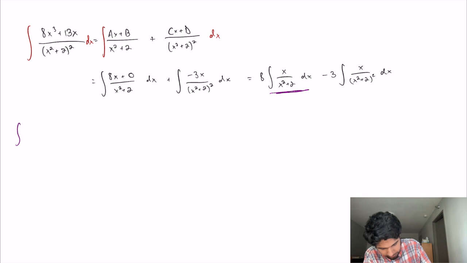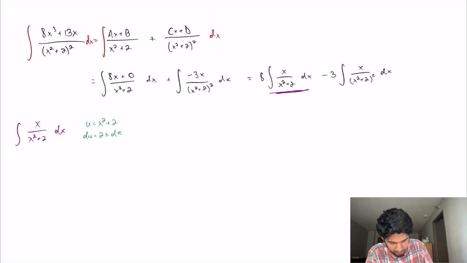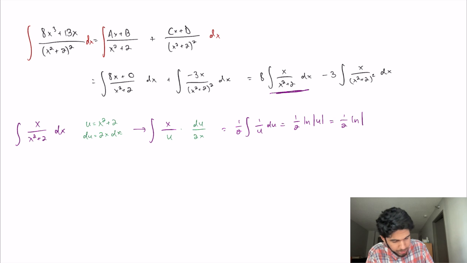So the integral of x over (x squared plus 2) can be solved using u substitution. We'll let u equal x squared plus 2, which tells us du equals 2x dx. So our integral now becomes the integral of x divided by u times du over 2x, which is equal to 1/2 integral of 1 over u du, which is 1/2 ln of the absolute value of u, and substitute back in our u, which is x squared plus 2.